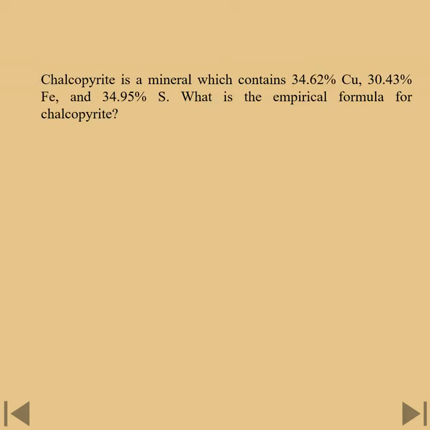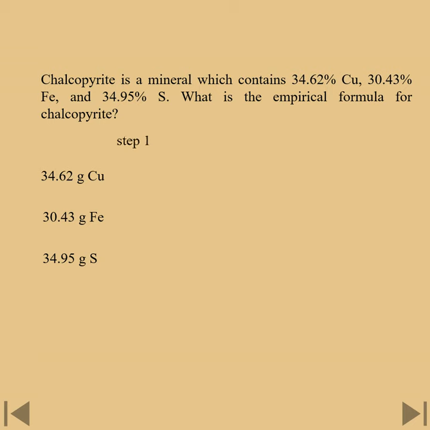Chalcopyrite is the name of a mineral which contains 34.62% copper, 30.43% iron, 34.9% sulfur. What is the empirical formula of chalcopyrite? Okay, well, first we're going to take those percents and turn them into masses and line them up along the far left. Because remember, your percent is the relative masses, and that's what we need, just the relative masses.